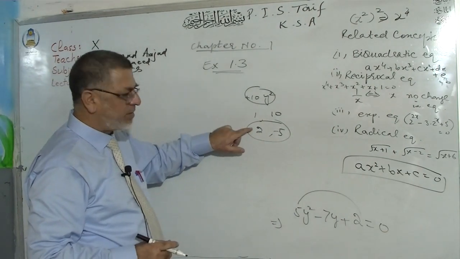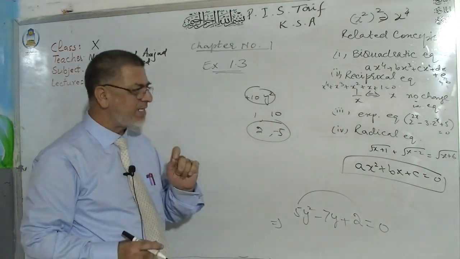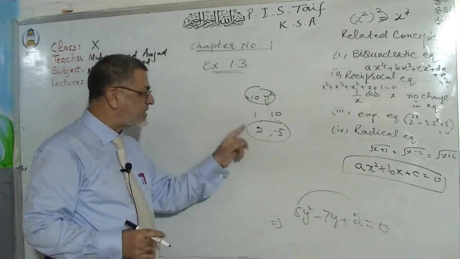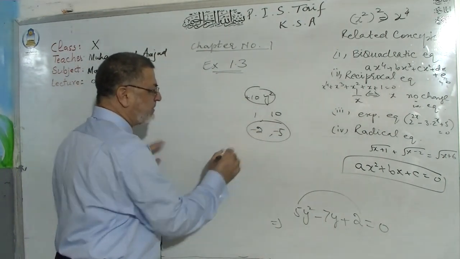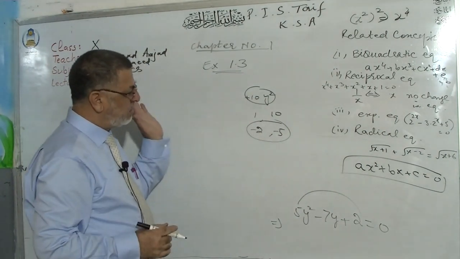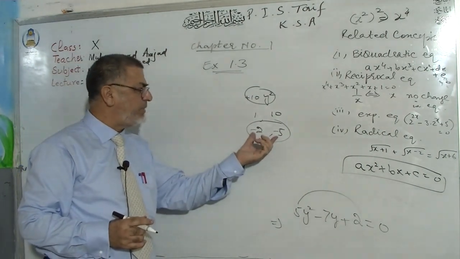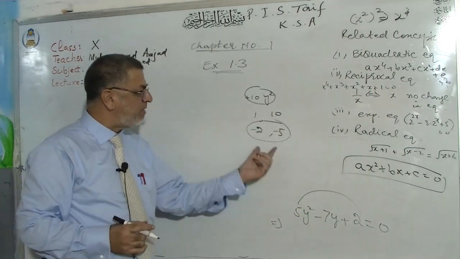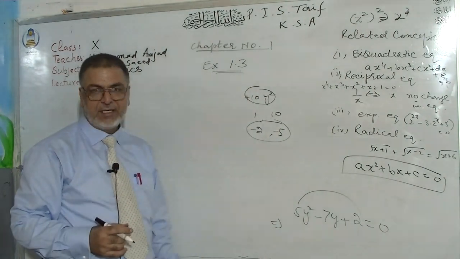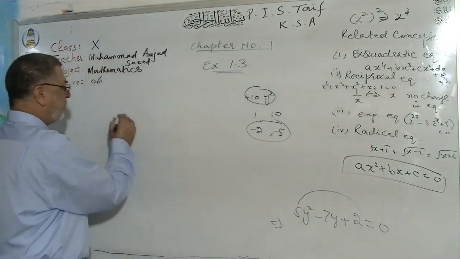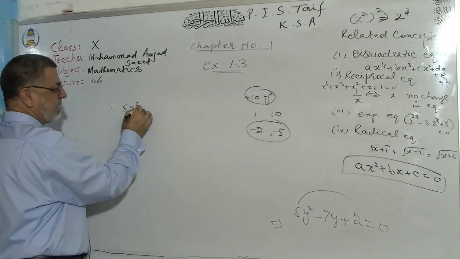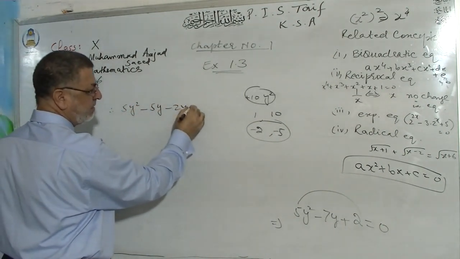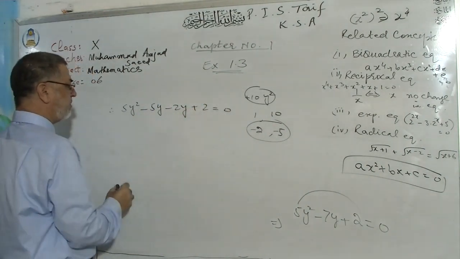So what will be the sign for the other? You have to guess it. And remember that there is a hint: here it is positive, so you must get a positive sign. This is minus, minus, minus, plus. So you have the required pair, minus 5, minus 2. By adding, you get minus 7, and by multiplying, you get plus 10. Therefore, 5y square minus 5y minus 2y plus 2 is equal to 0.